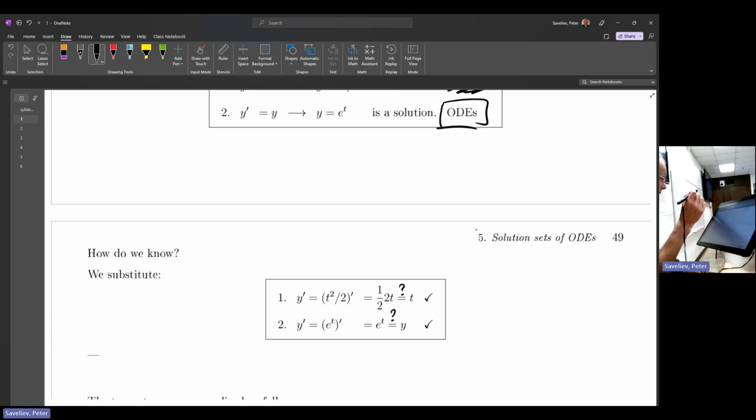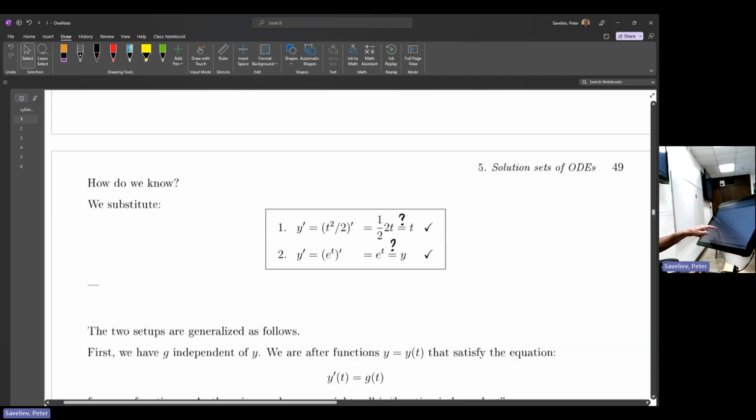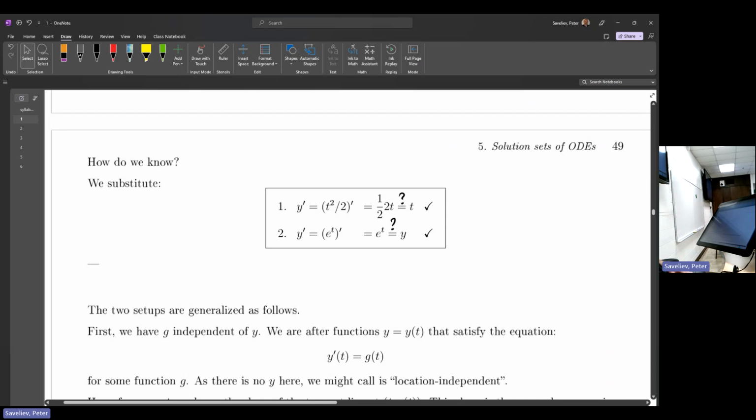And so I ask, are they equal to each other? And I say yes, they are. And so I confirm that these are solutions. Okay. So more generally speaking, that's how we can write it.